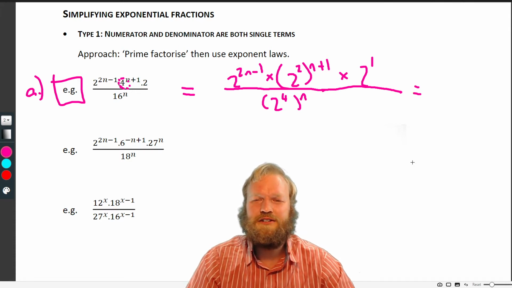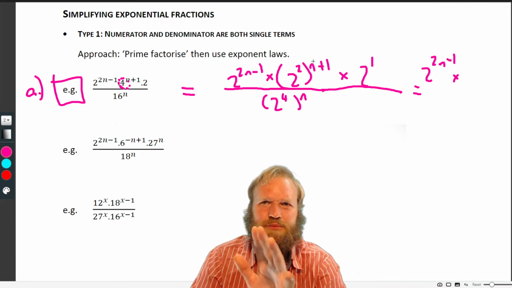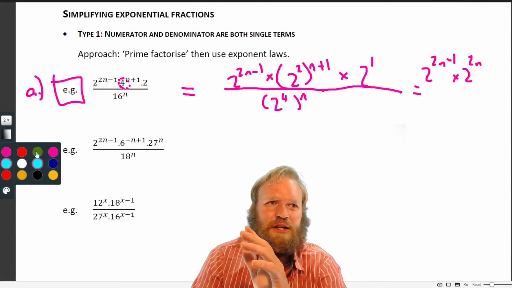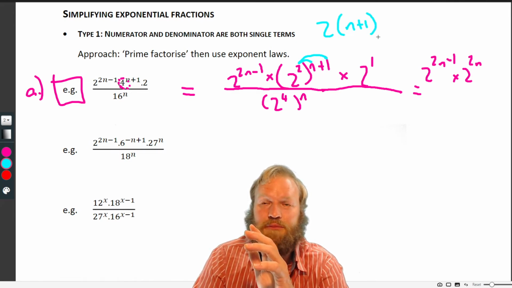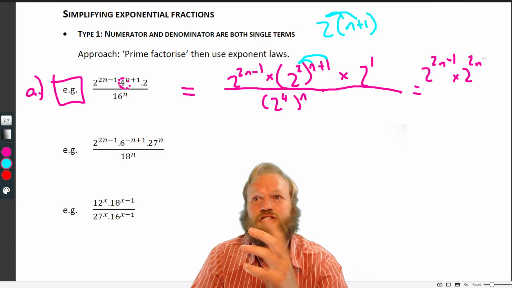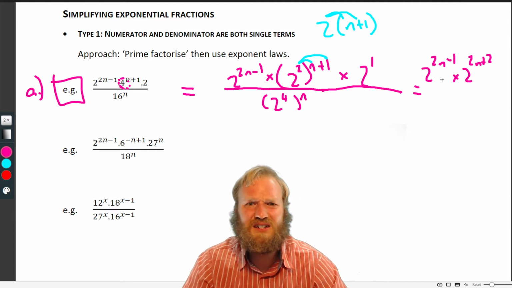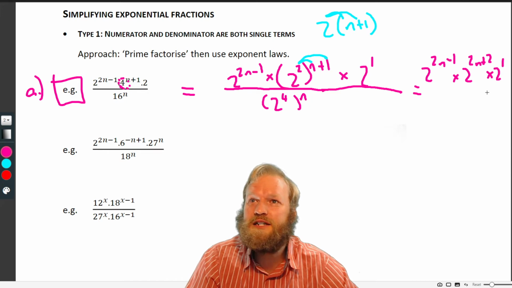Now life is dandy because we've got 2 to the 2n minus 1 times, and this is one part that it's so easy to trip up on. Remember that we're multiplying this by the whole thing. So we're going 2 times n plus 1. So we need to multiply the 2 by both. So it's 2n plus 2. An easy spot to make a careless mistake, slip on that banana. And so we go 2 to the 4n.